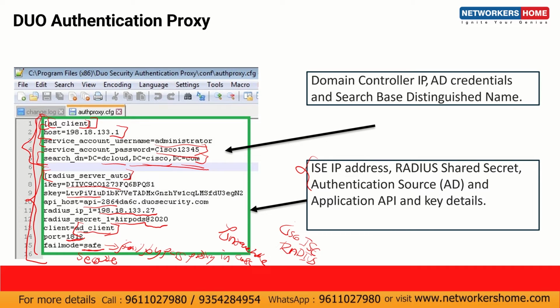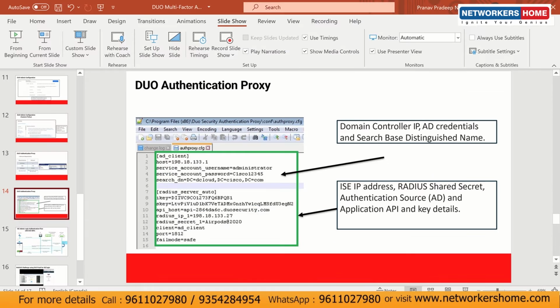Just make sure that at least one of the DUO authentication proxy servers is reachable, because there will be no fallback. If both the authentication proxy servers fail, the user will not be able to bypass this proxy unless and until we bring it up. So make use of this very carefully. This is the configuration which we have to do manually on the authentication proxy.